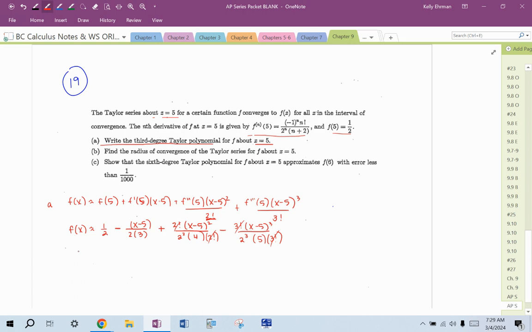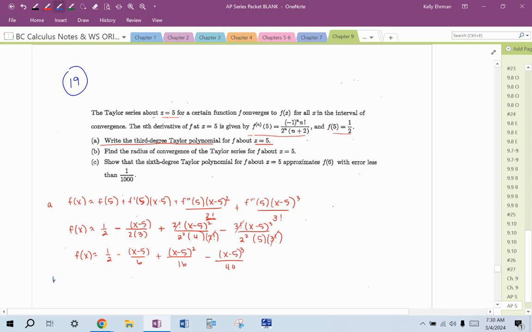So I guess I'll clean it up. So I've got 1/2 minus x minus 5 over 6 plus, you don't have to do this, x minus 5 squared over 4 times 4 is 16 minus x minus 5 to the third over 8 times 5 is 40. I'll just leave it like that.